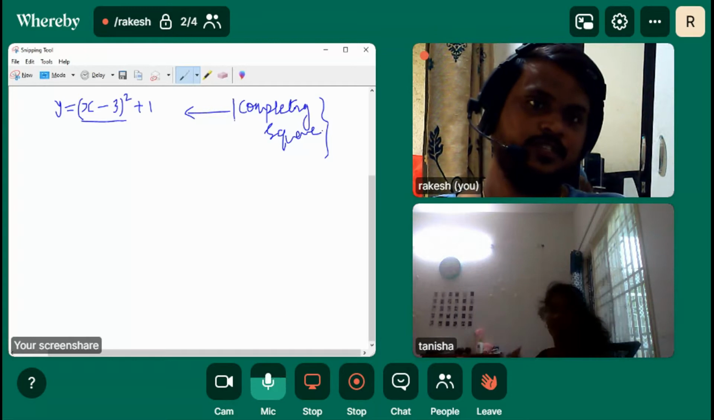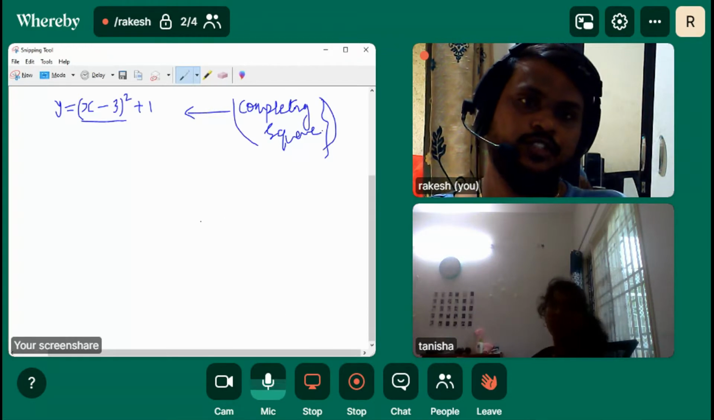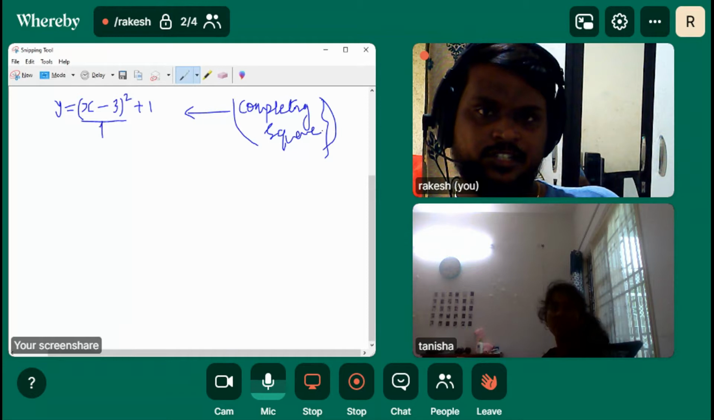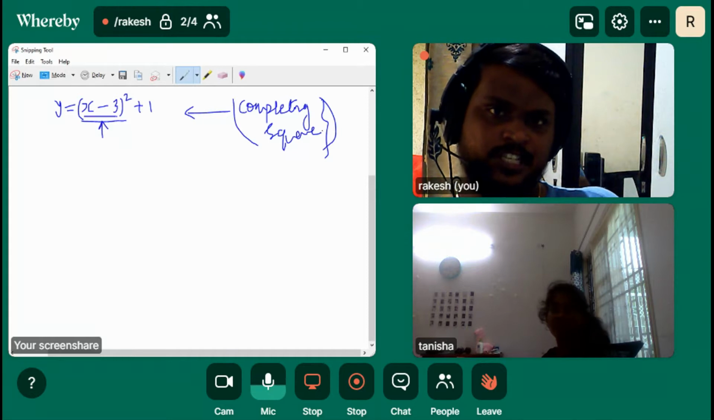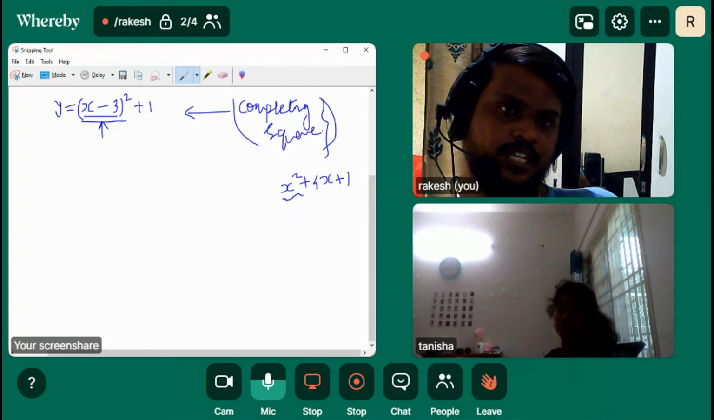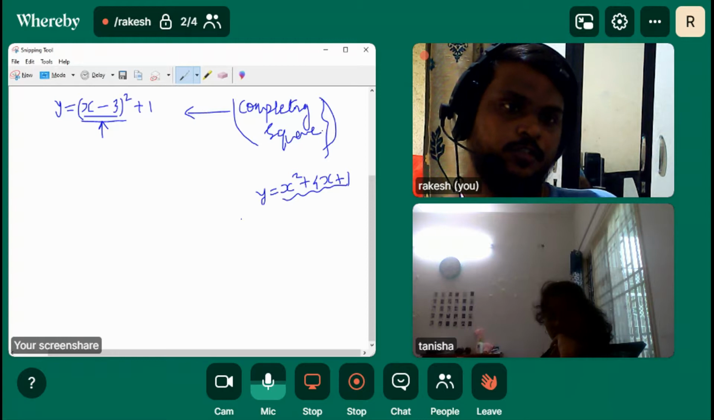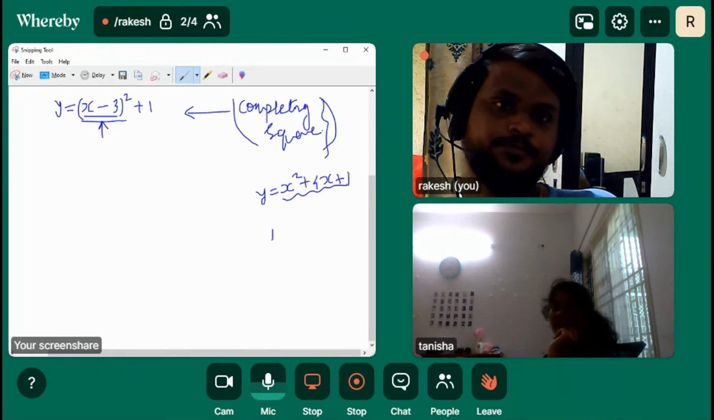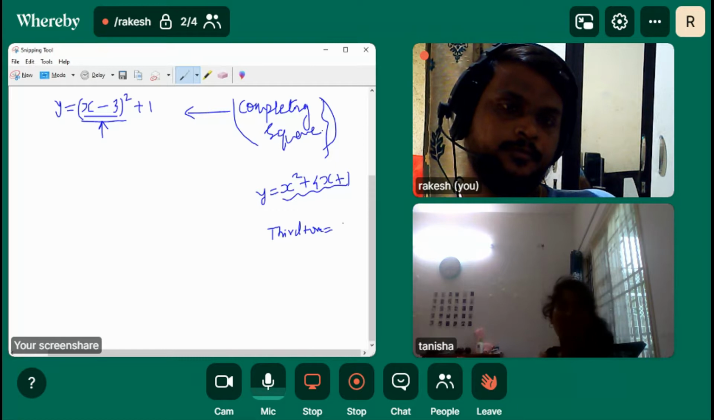This is called the completing the square method. Here the square has already been completed: (x minus 3) whole square plus 1. Sometimes they give you x square plus 4x plus 1. In that case we have to complete the square by figuring out the third term. Do you know the formula to find the third term?